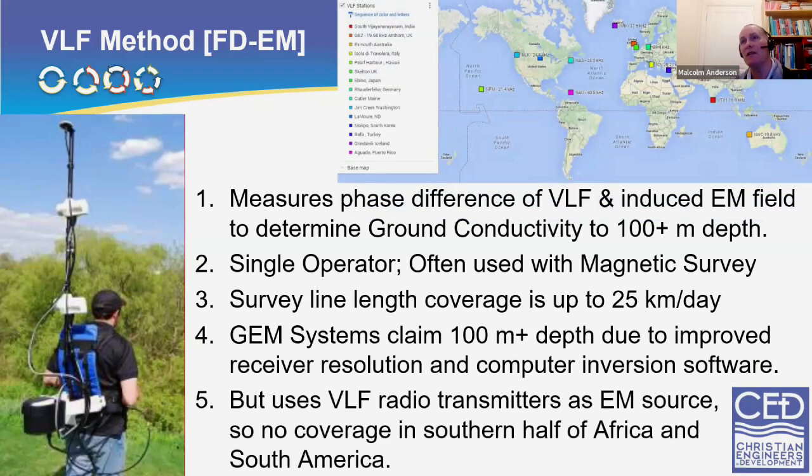But as I said in the preamble, VLF transmitters are not available everywhere. As you can see on this map, there aren't any in Africa. The good news is that you can still measure some distance away from the transmitters, but essentially it means that it's only feasible to carry out measurements in the northern half of Africa and in the northern half of South America. But beyond that, in the two southern halves, you're not going to be able to use the VLF method, which limits its use for the kind of surveys we want to do at CED.